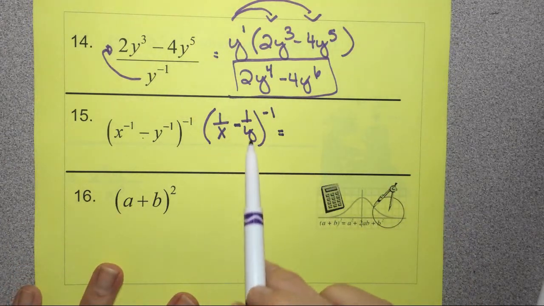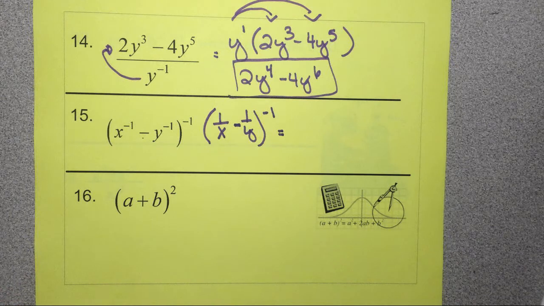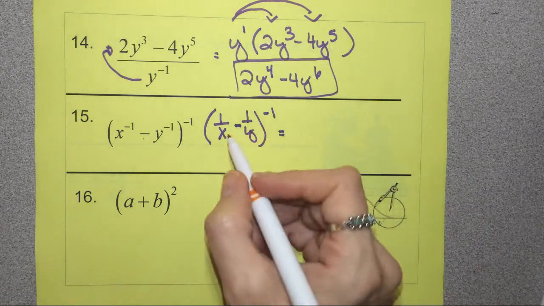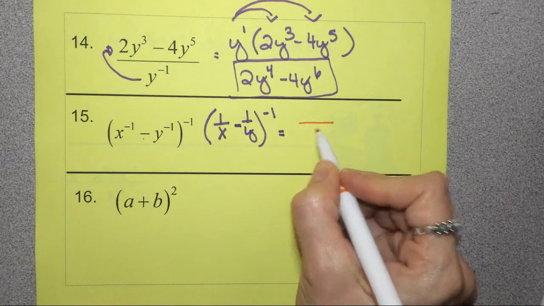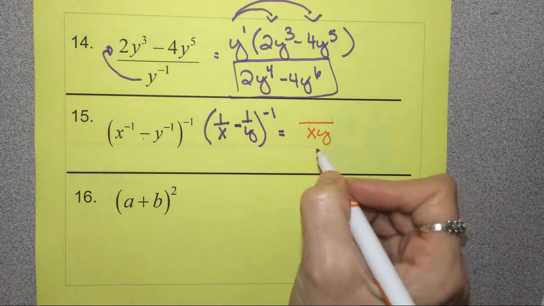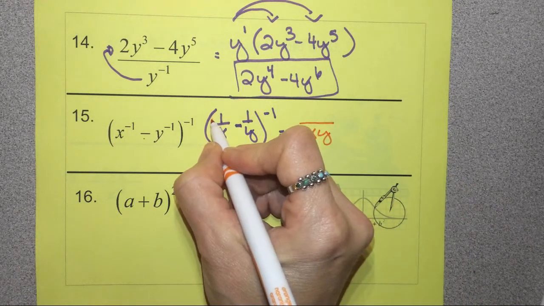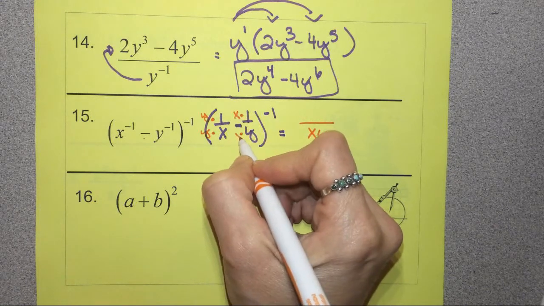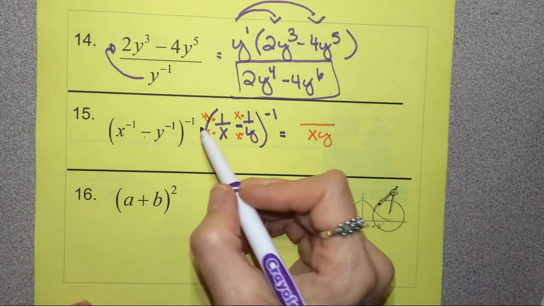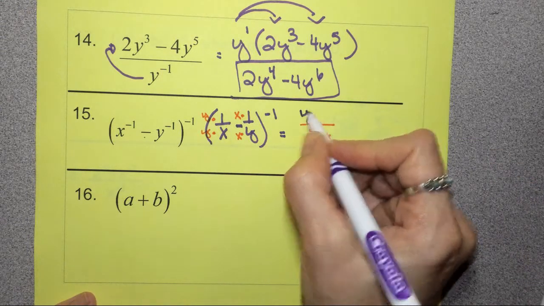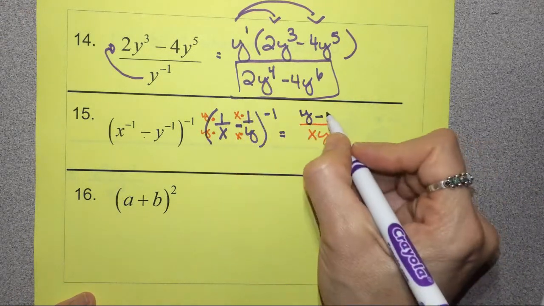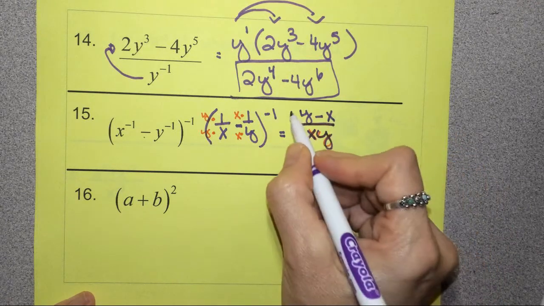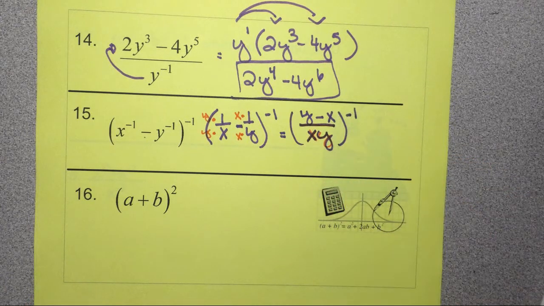Now I'm going to subtract these 2 fractions, and remember that when I'm subtracting fractions, I need a common denominator. Because it's letters, I just multiply them. So my denominator is going to be xy. And because I need an x and a y, this fraction, I have to multiply top and bottom by y. And the second fraction needs an x, so I multiply top and bottom by x. So on the top, y times 1 is y minus x times 1 is x. So we have y minus x over xy, all raised to the negative 1.